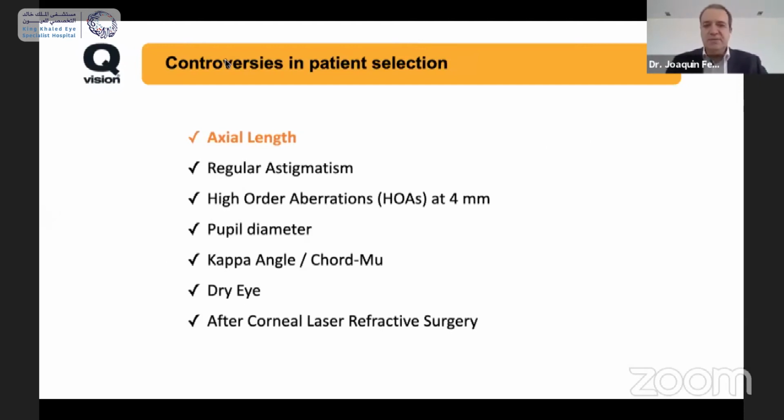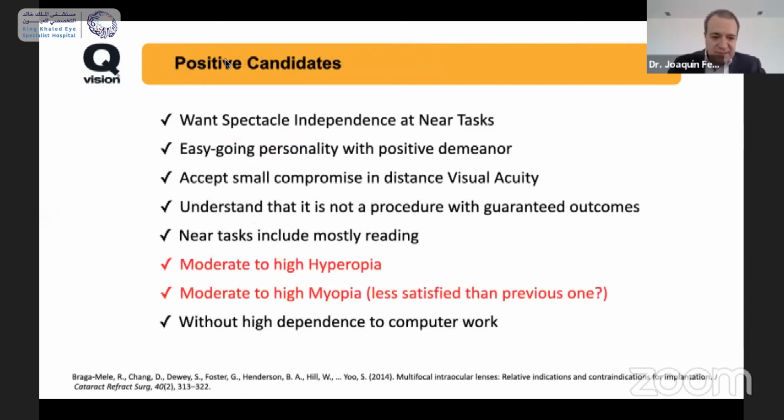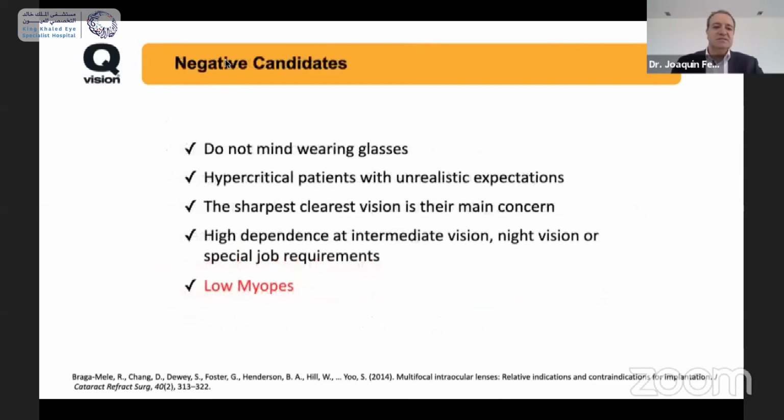In first place, talking about the axial length, we can find some papers like this one published in the Journal of Cataract & Refractive Surgery that tell us that the positive candidate could be a hyperopic patient, moderate to high, and a myopic patient, moderate to high. And probably the myopic patient is less satisfied than the hyperopic. On the other hand, this paper tells us that a negative candidate could be the low myope. So what is the reality with that?